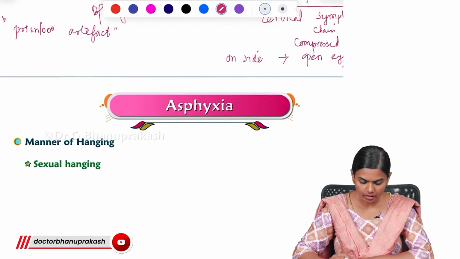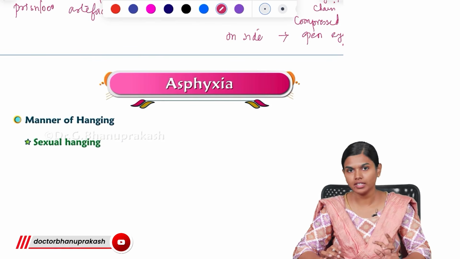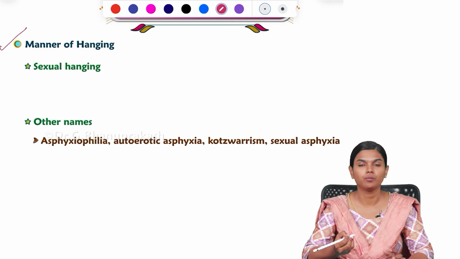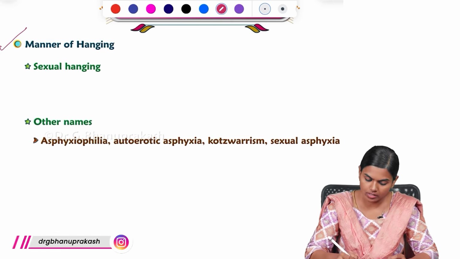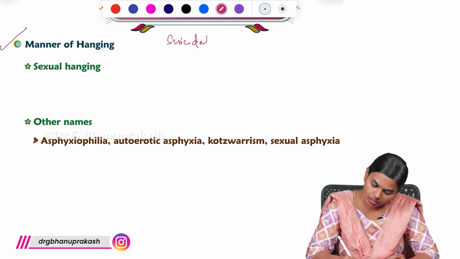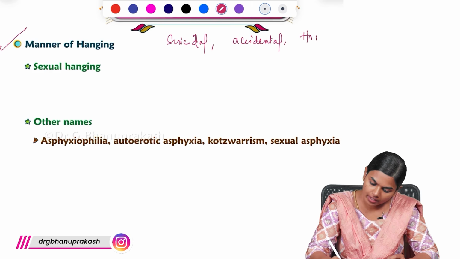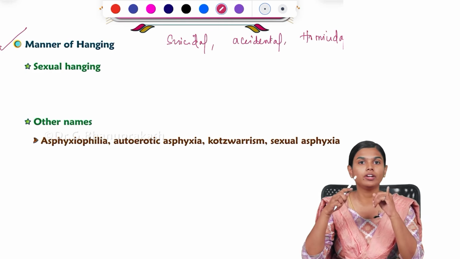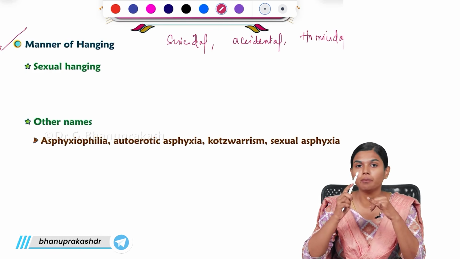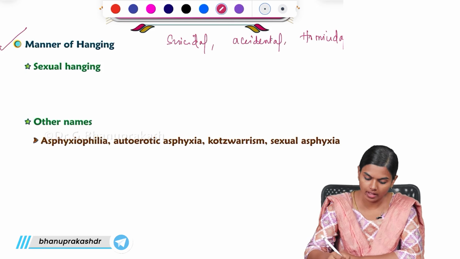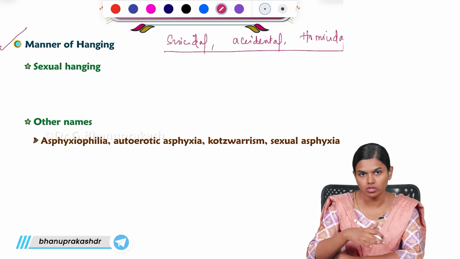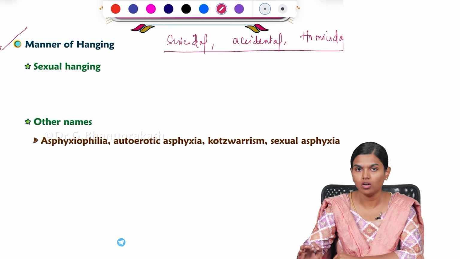Now, these are the post-mortem features externally that are important. Now, we are going to see about the manner of hanging. So, manner of hanging, you have first suicidal, then accidental, then homicidal. So, these are the manners of death. I have already told you what is the cause of death, what is the mechanism of death. Now, this is the manner of death. So, manner of death means it can be either suicidal, accidental or homicidal.